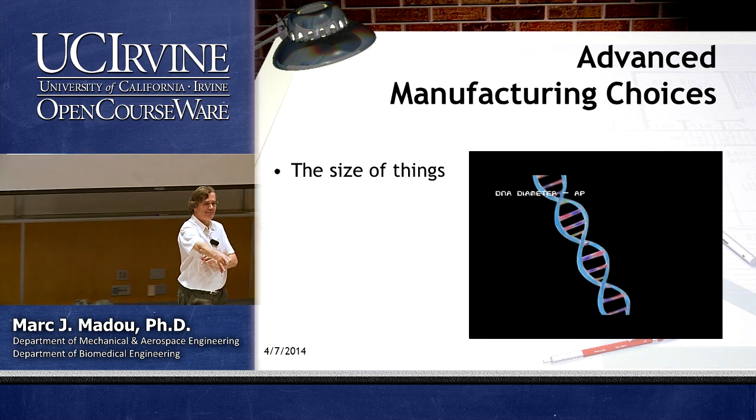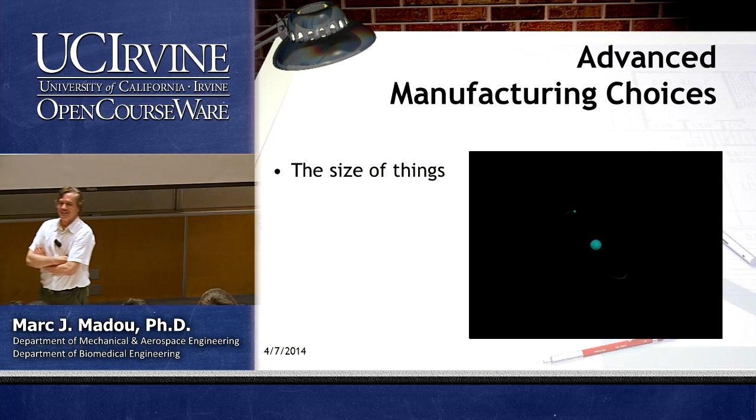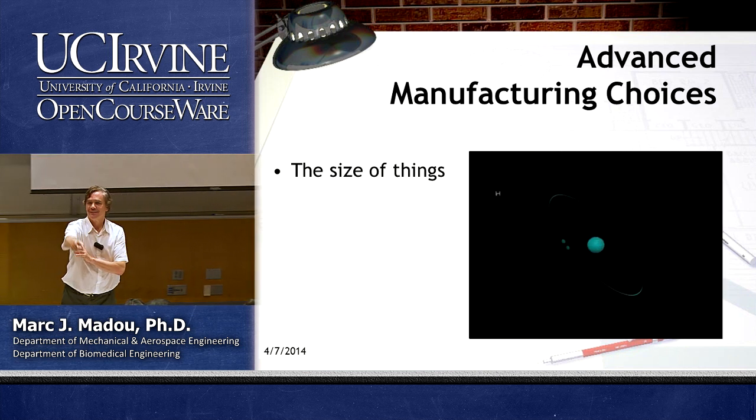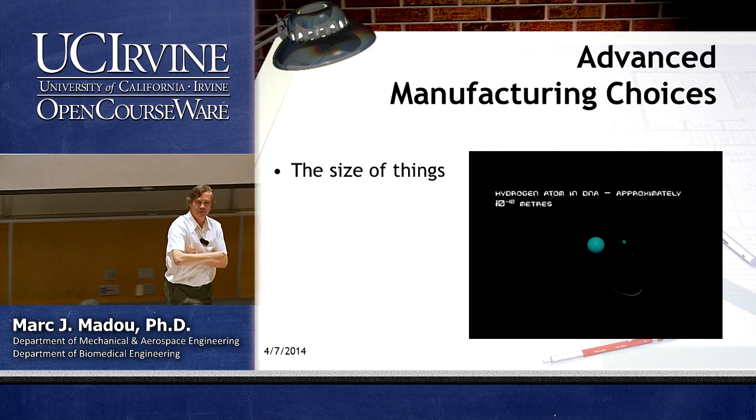Diameter of DNA? 2 microns. Oh. 2 nanometers. Microns.